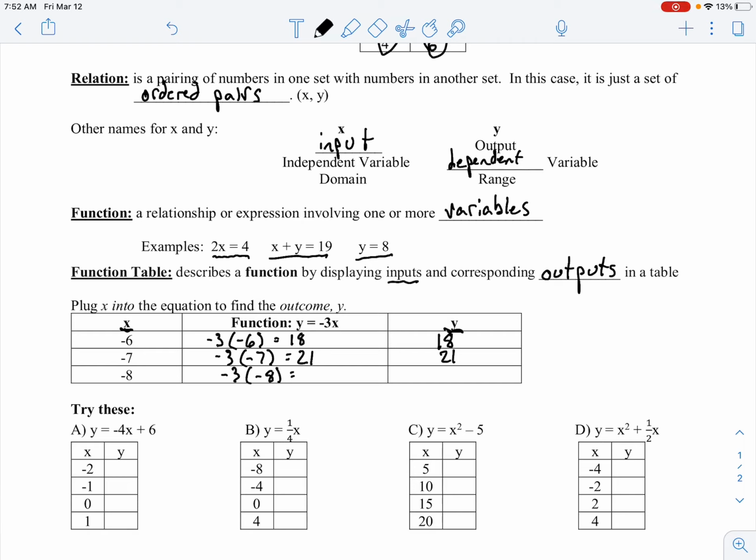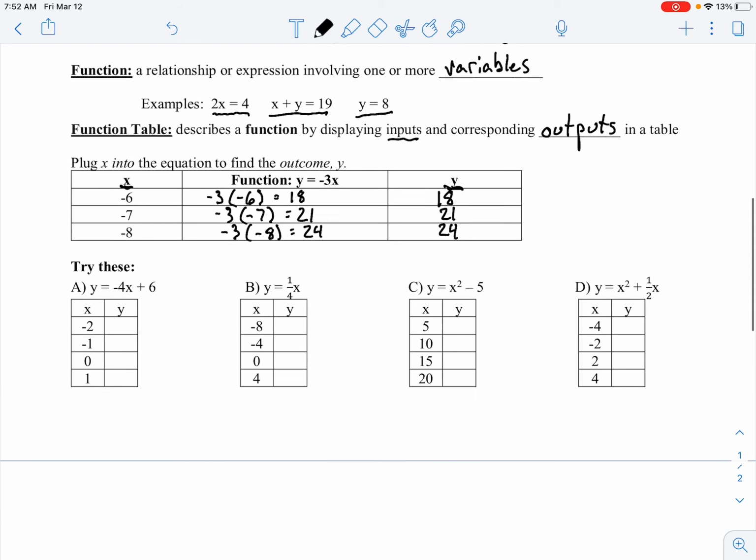-3 times -8, well, that's going to give us 24. So our output for the x input -8 will be 24. So a lot more simple than it looks here.